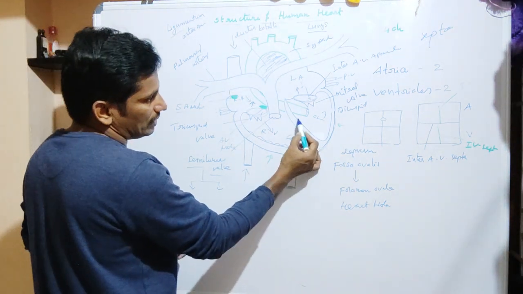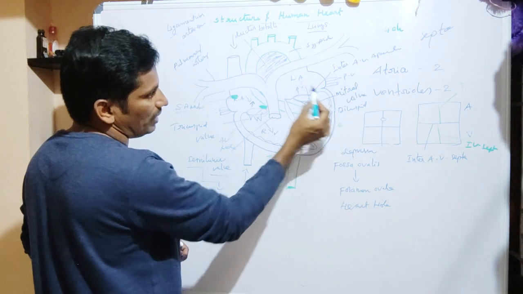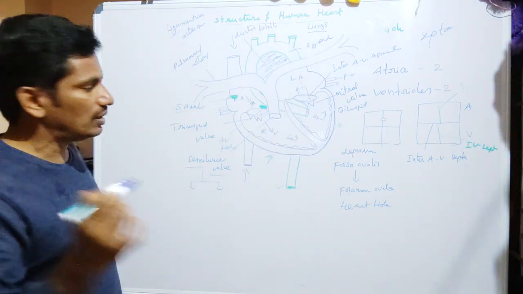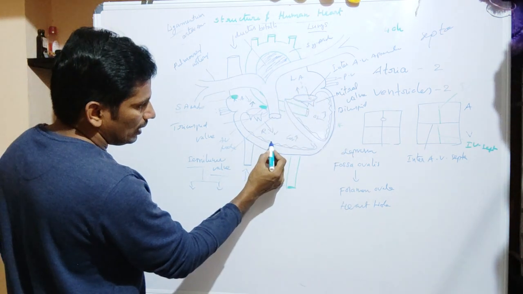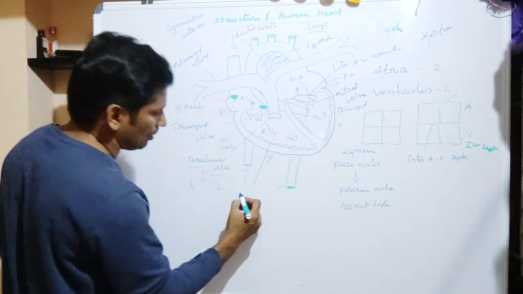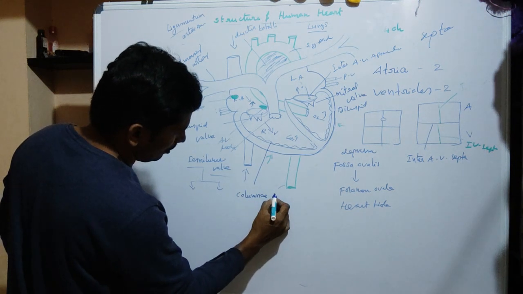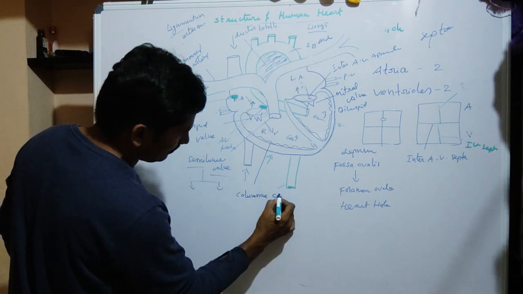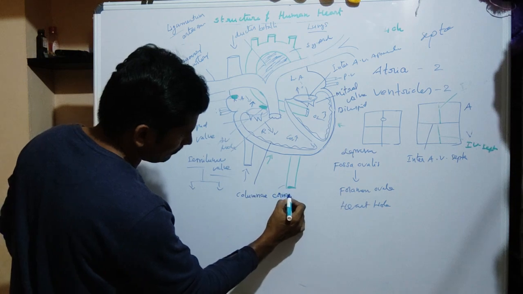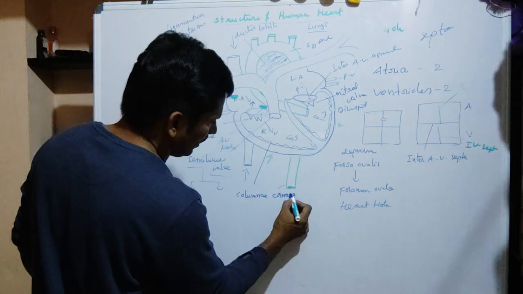Here these muscular ridges on the inside of the ventricle we call the columnae carneae. What do you call them? Columnae carneae.